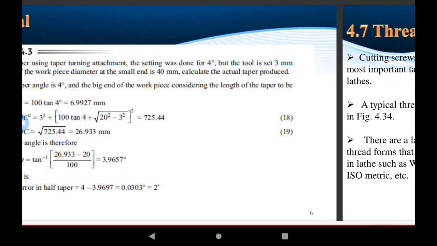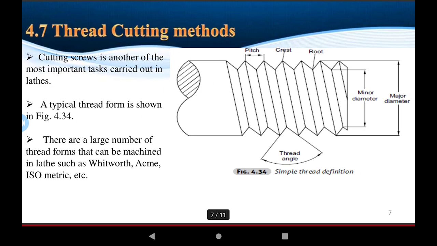And the half length of the taper. Okay, and the second operation is the thread cutting operation. The thread cutting operation also depends on the thread tools. Cutting screw threads is another of the most important tasks carried out on the lathe machine. Lathe machines are also used on large workpieces, and large workpieces are made with threads.